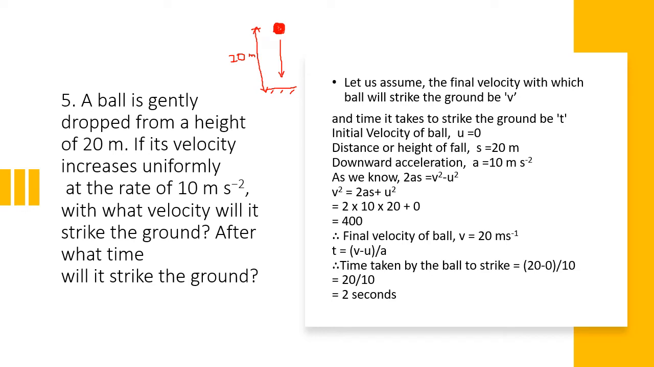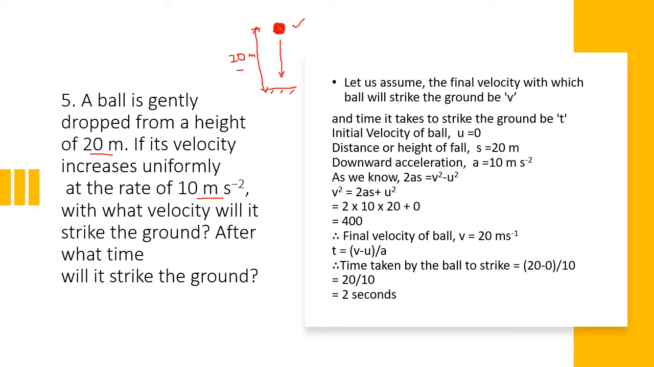A ball is gently dropped from a height of 20 meters. Okay, so the ball is gently dropped from 20-meter height. If its velocity increases uniformly at the rate of 10 meter per second squared, with what velocity will it strike the ground? After what time will it strike the ground? So two questions. Your given values are the height of the ball from the ground, 20 meters, and a ball is gently dropped from a height of 20 meters. So before dropping, it will be at rest.